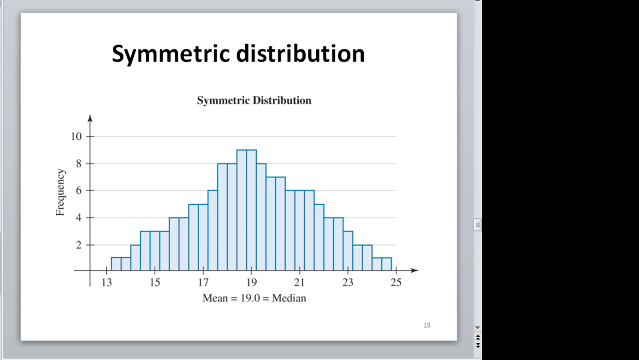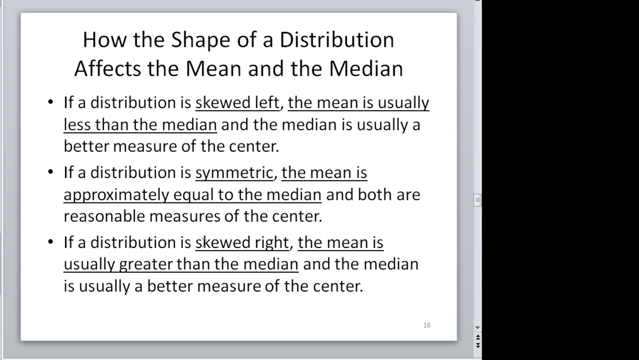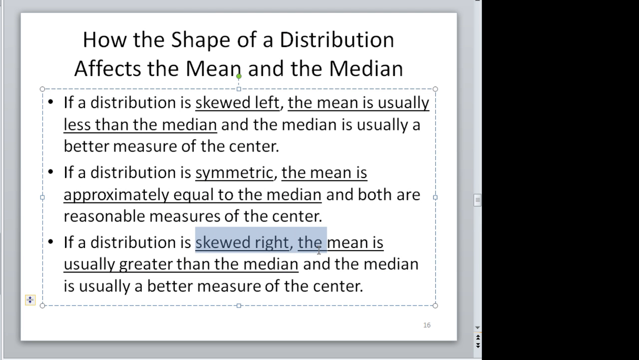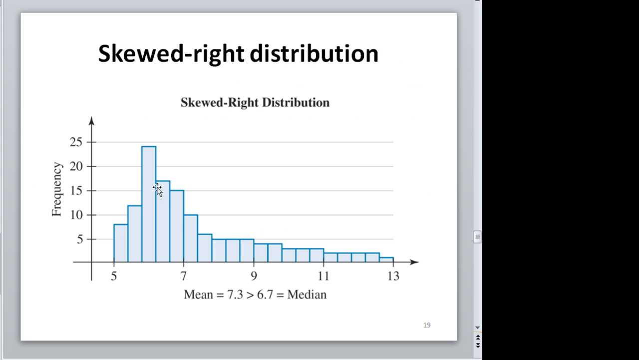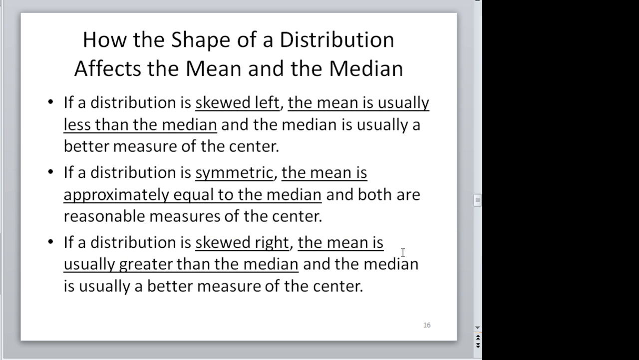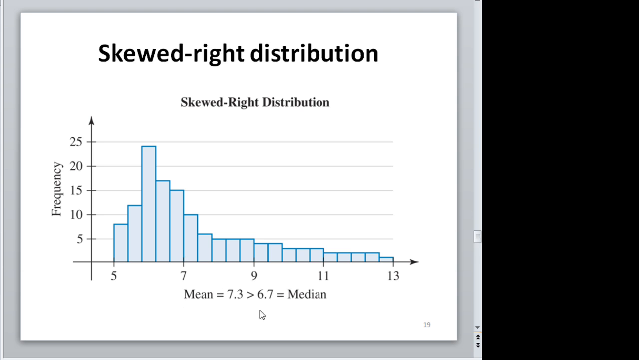Right? If it's symmetric. Now, if it's skewed right means what? Most of the data points in the left side. All right, so in this case, left side. If it's skewed right, then mean usually greater than the median. Mean is bigger than the median value. That's the relation between the skewedness and the mean and the median, right?